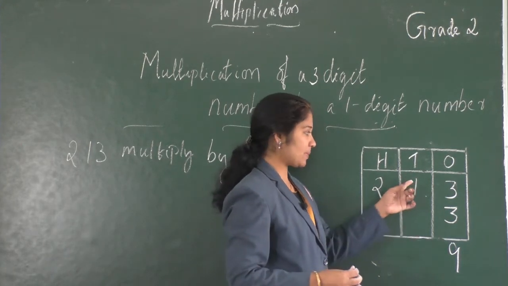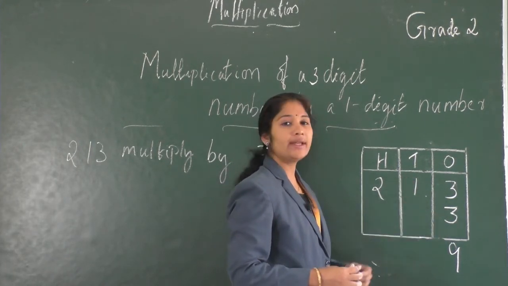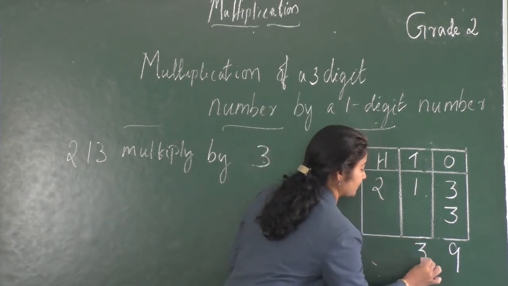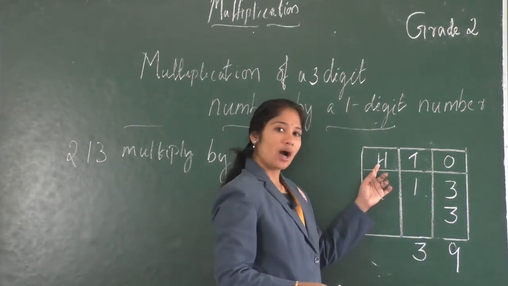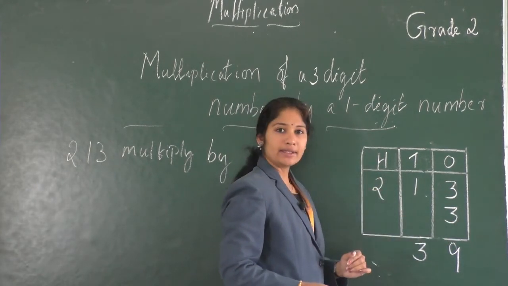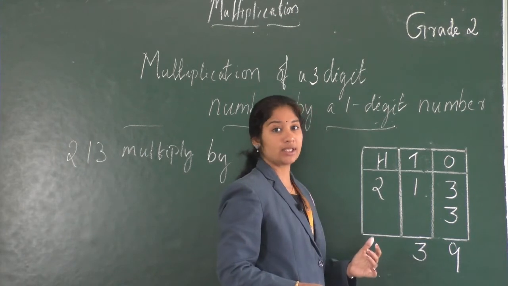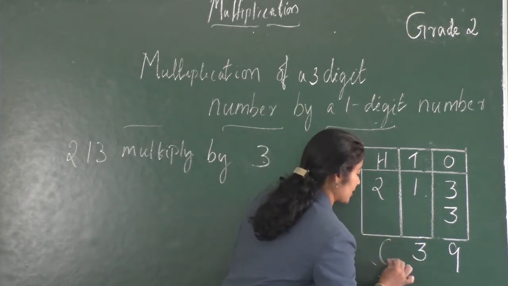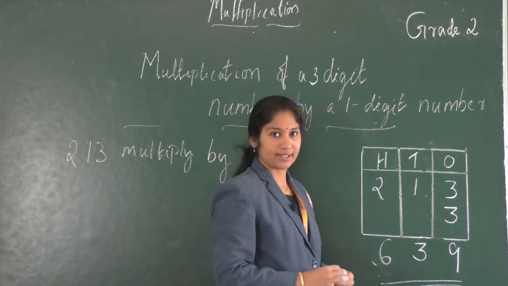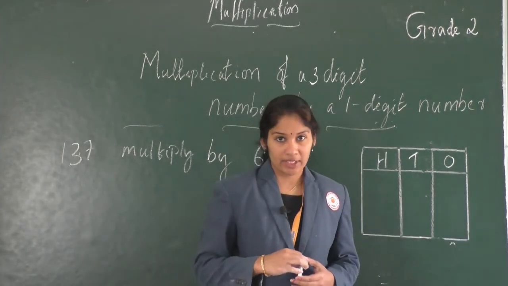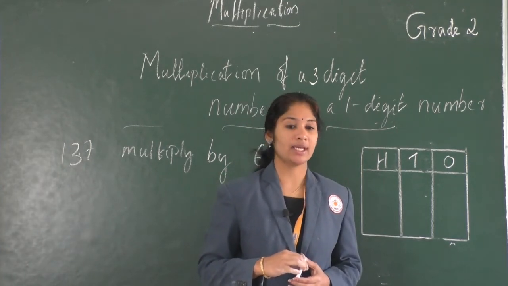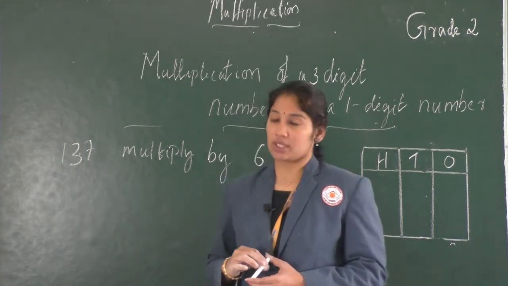Next, which place? Tens place. In the tens place we have 1 and 3. What is 1 into 3? Yes, 3. Next, which place? Hundreds place. In the hundreds place we have 2 and 3. What is 2 into 3? Yes, 6. So our answer is 639.